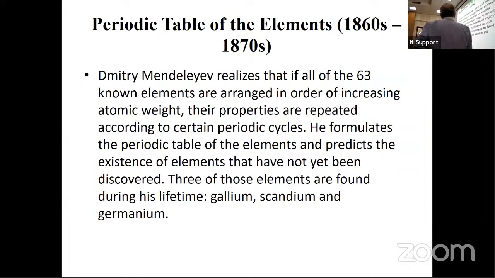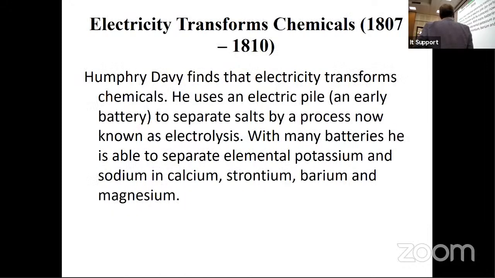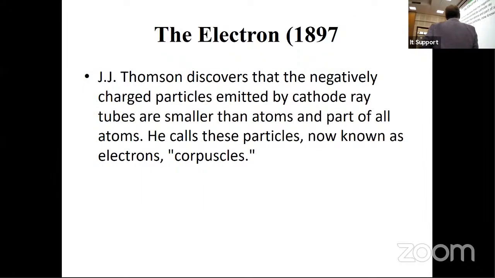It's amazing. Mendeleev, of course, no chemistry is complete without Mendeleev's periodic table. Dmitri Mendeleev comes up with the periodic table in the late 1860s. Electricity transforming chemistry: Humphry Davy, a very, very famous person, all of you know Humphry Davy. And electrolysis is something that came up from there.